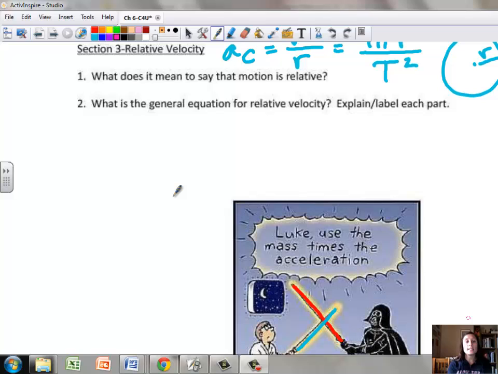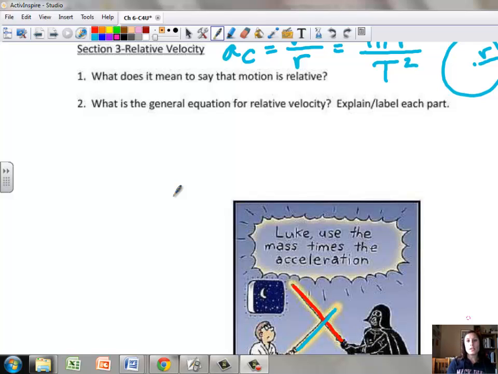So what we're looking at in this section is, for example, let's say that you are on a bus that is traveling at a certain speed relative to the road, and then you are walking forward or backward on that bus, so you also have a speed relative to the bus. And so when we say that motion is relative, it's really just based on perspective. What are we referencing your motion to? Are we referencing your motion to the bus? Are we referencing your motion as compared to the road? And so that's kind of what we mean when we say relative.